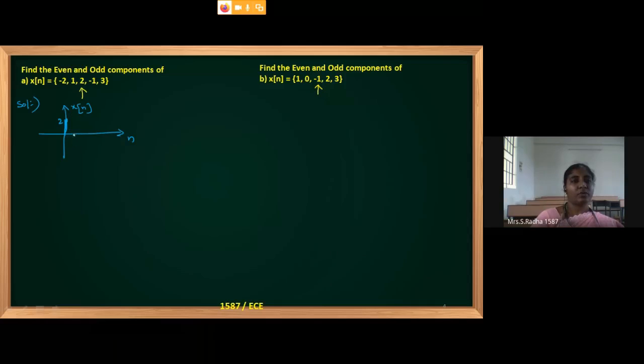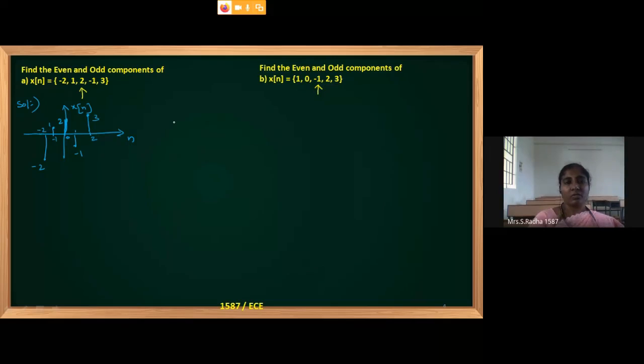Next, on the right side you have minus 1, and after that you have plus 3. These are the 3 elements. And then on the left side you have plus 1, and then minus 2. This is the diagram for x of n. This is origin 0, this is plus 1, 2, and on the left side it is minus 1, minus 2.